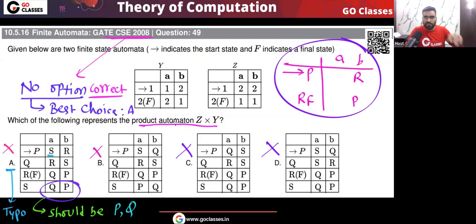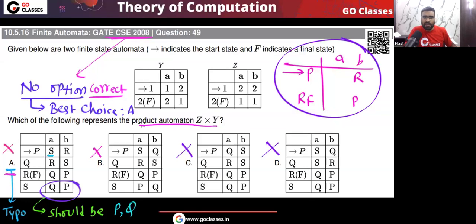In the GATE exam, if this type of question comes in the future, will you leave the question because no option is correct? No, select the best choice. Always select the best choice. Here the best choice is option A, so you should select option A.